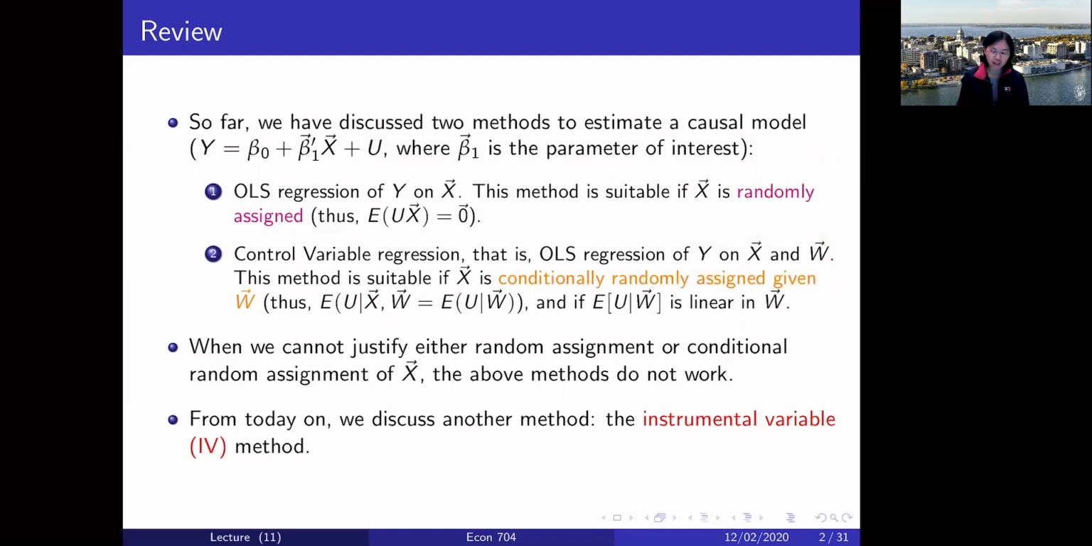But if you cannot justify either of those assumptions, then these methods do not give us consistent estimators for the causal effect beta 1. And today we're going to discuss another method that's called the instrumental variable method. It will take all the lectures left of this semester for us to finish discussing this instrumental variable method.